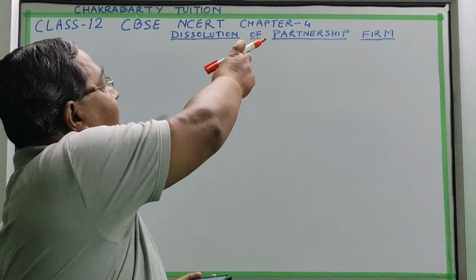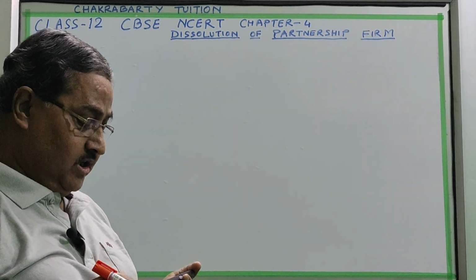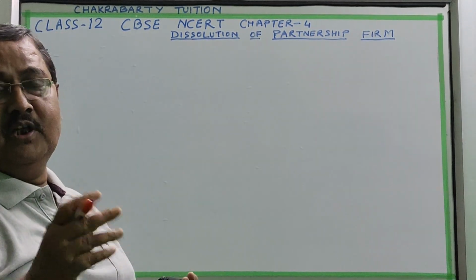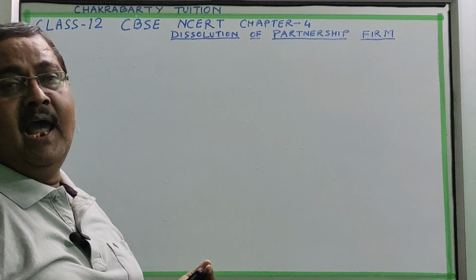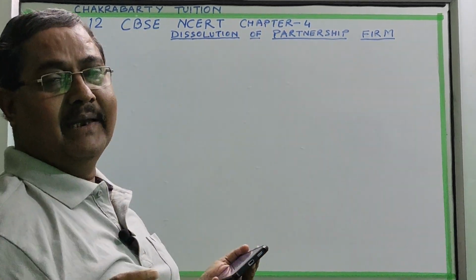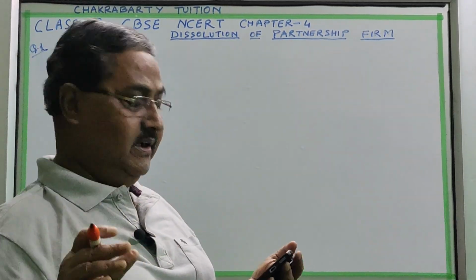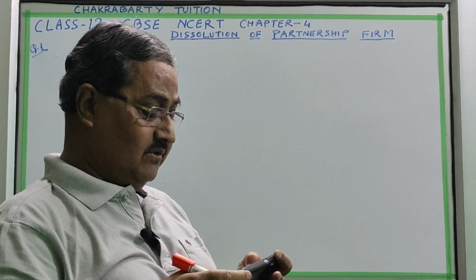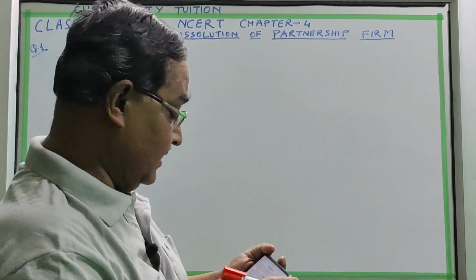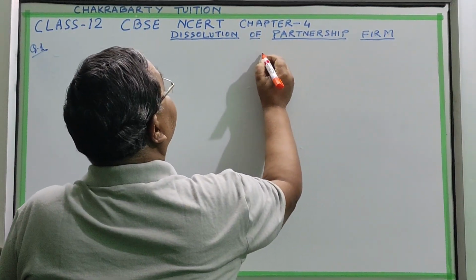So today we will start with dissolution of partnership firms, chapter 4. Question number 1. Here today we will discuss journal entries and realization account, bank account, partners capital account, loan account. These all things we will discuss. So first we will start with the journal entries for question number 1.